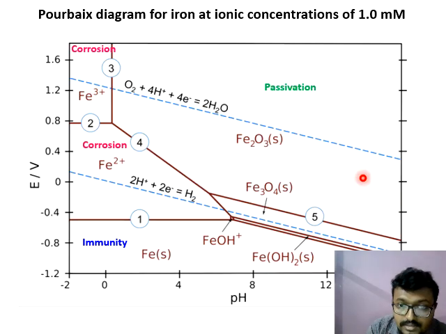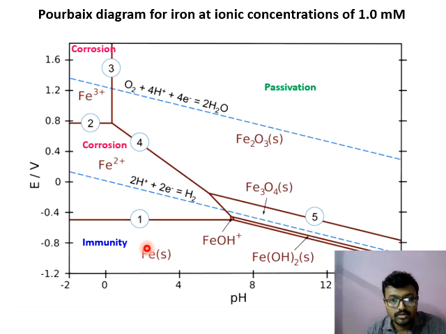Now in this diagram there are also different zones. First one, where iron is present in the form of iron metal, is called the immunity zone. The second zone is the corrosion zone, where iron 2 plus and iron 3 plus are present. And where oxide is forming, this green one, is called the passivation zone. So these are the three different zones.